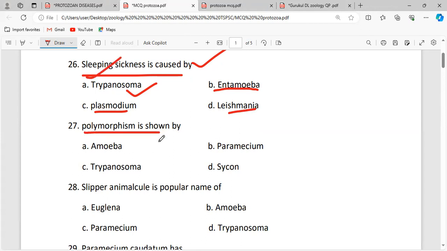And polymorphism is shown by. I will give the hint: in which parasite have we said the different forms this parasite can exhibit? Do we see anything sycon like that? I didn't even teach Porifera. Okay, this is the sycon canal system of Porifera. Sycon is the sycon type of sponges.